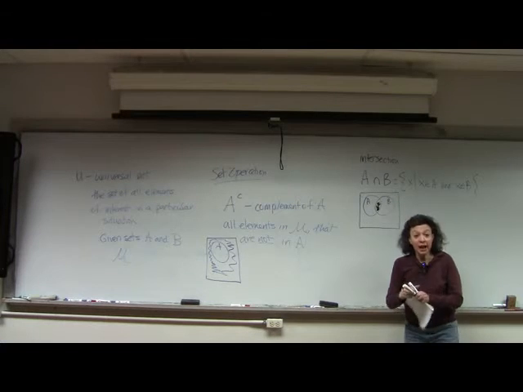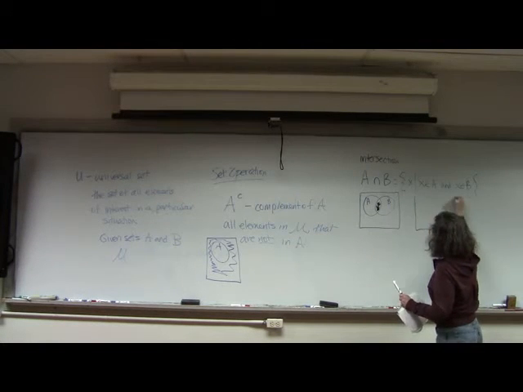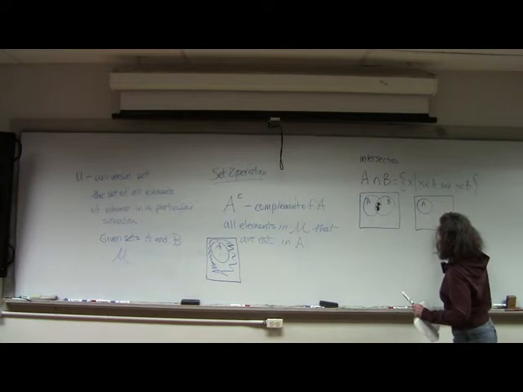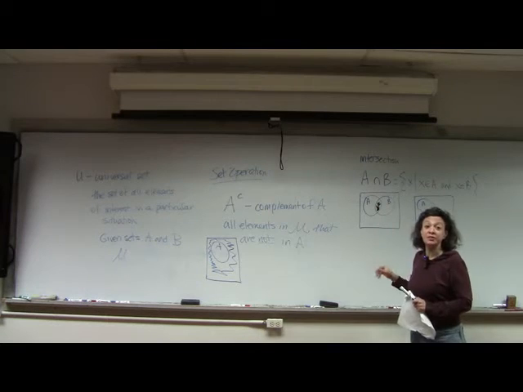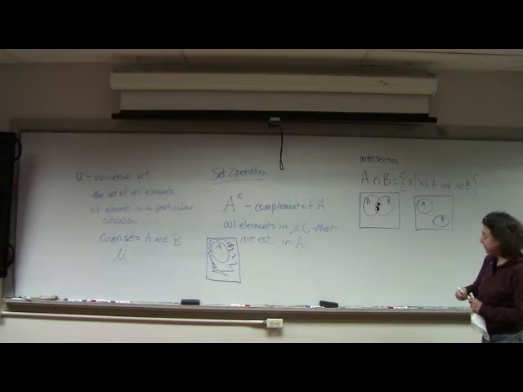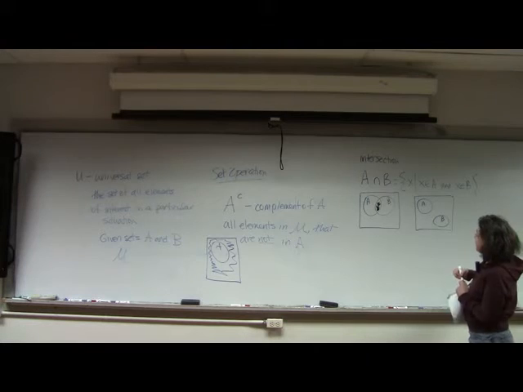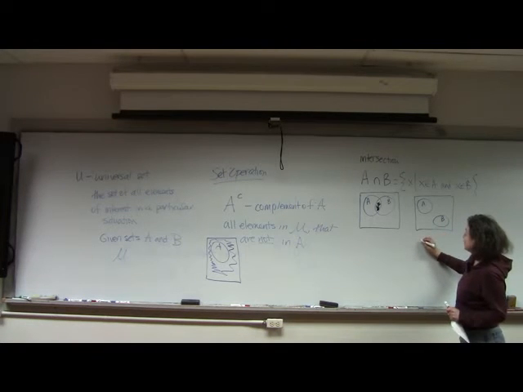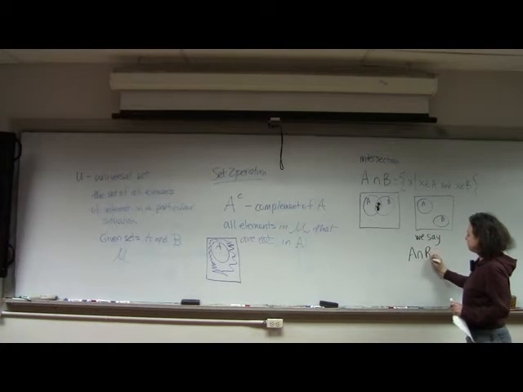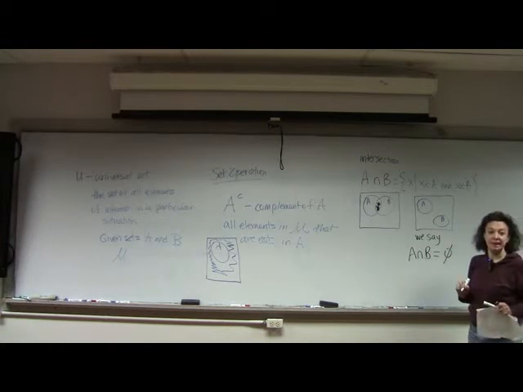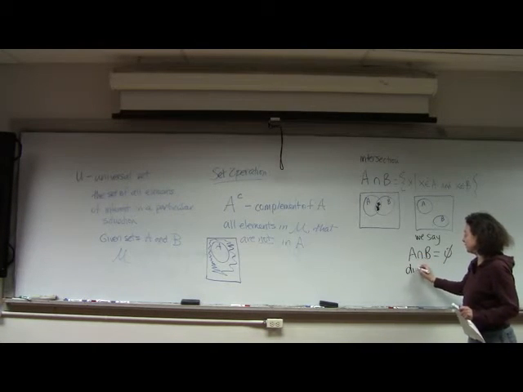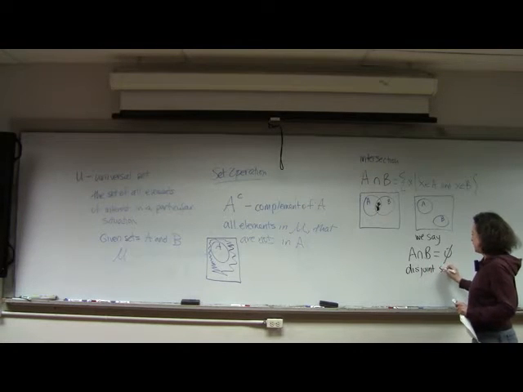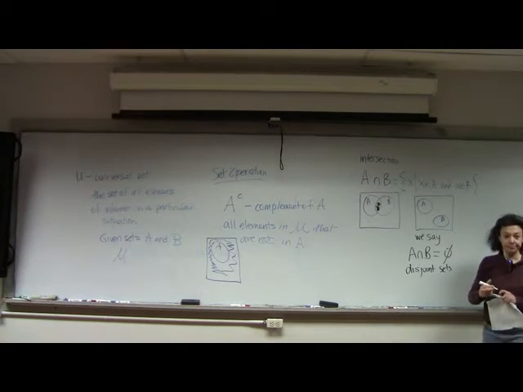Now, another way this can appear is the following. Suppose A is here and B is out here. Do these two sets overlap anywhere? No. So what we do when there's no overlap, we say that A intersect B is equal to the empty set. And these two sets then are called disjoint sets. That's when they have nothing in common.